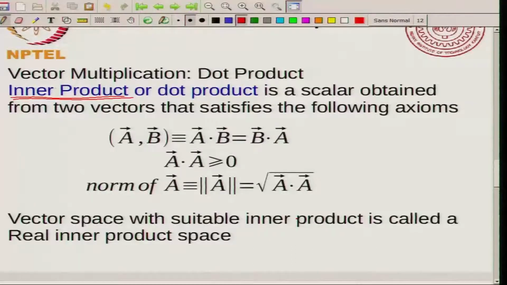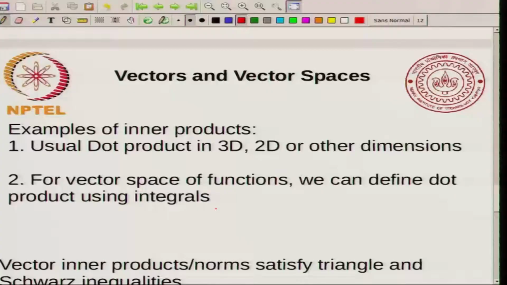And what I want to emphasize is that you can have vector spaces where inner product is not defined, there is no definition of a dot product, okay, or you can have vector spaces where dot product is easily defined. Okay. But formally, a real inner product space constitutes a vector space with a suitable definition of the dot product. So, examples of inner products.